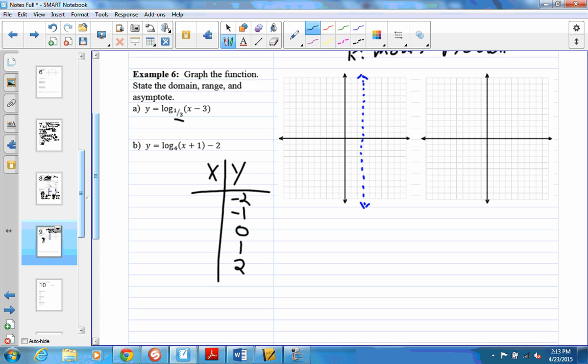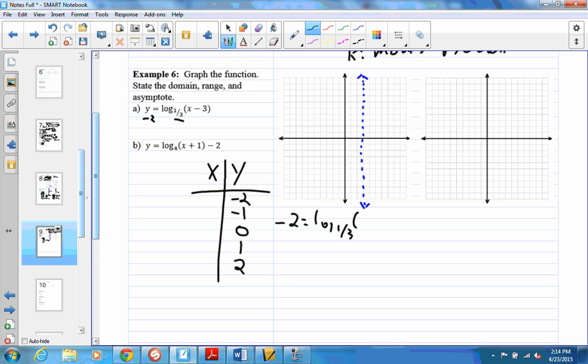So this would definitely be a calculator problem, because once you get into this, you'll see why. Set this up: log base 1/3 of x minus 3. I'm going to plug in a -2 here, so -2 equals log base 1/3.